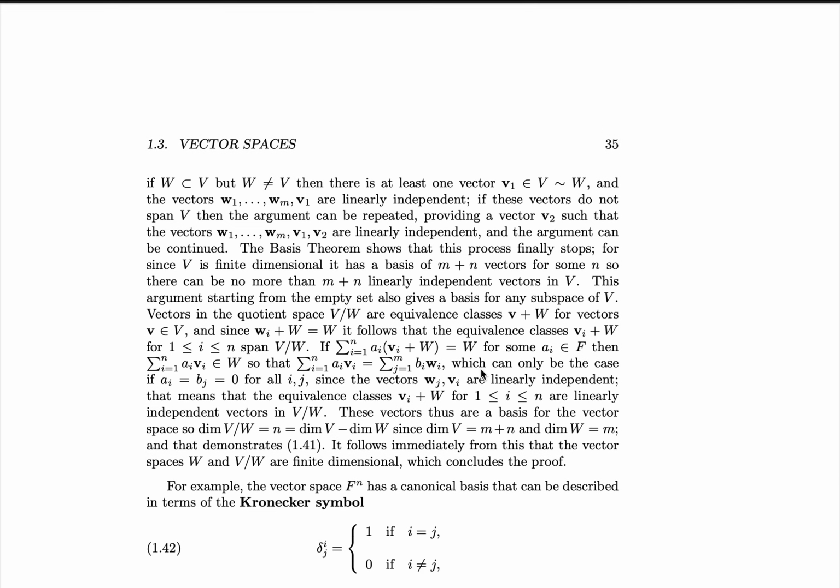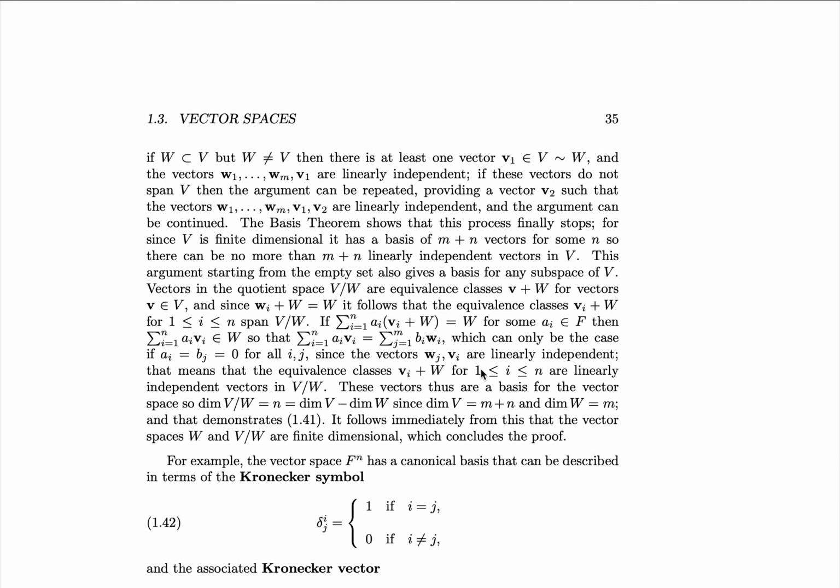We then note if W does not equal V, then there's at least one vector, V1, and the set of vectors W appended with V1 are linearly independent. If these vectors do not fully span V, then the argument can be repeated, providing a vector V2 such that the vectors W1 up to Wm plus V1 and V2 are still linearly independent, and you can continue this until you must terminate. The reason you must terminate is the basis theorem, which shows that this process finally stops.